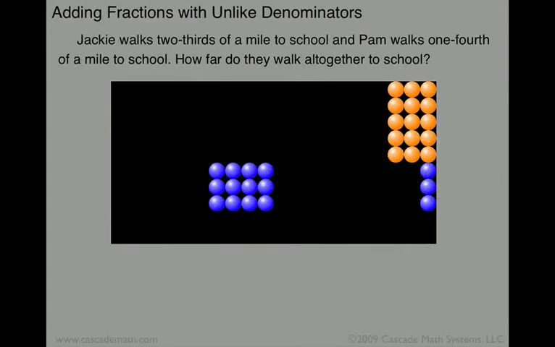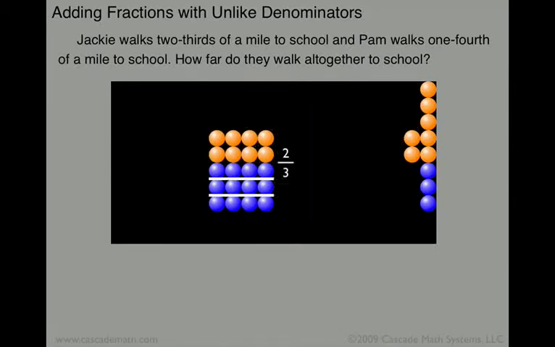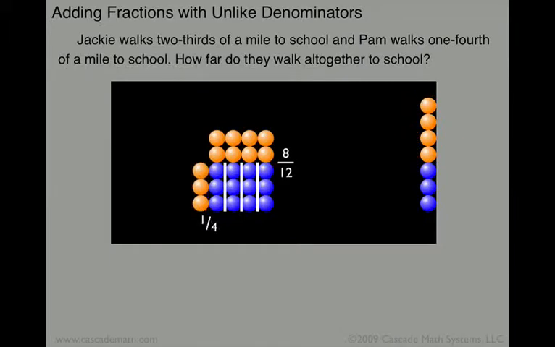Here's how I finished the problem. I divided the rectangle into 3 equal parts to find how many 12ths were equal to 2/3. Next, I divided the rectangle into 4 equal parts to find out how many 12ths were equal to 1/4. Since the fractions were written with a common denominator or unit, I could add their numerators together.